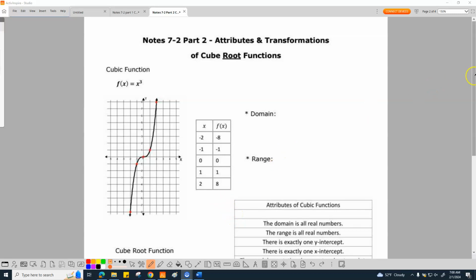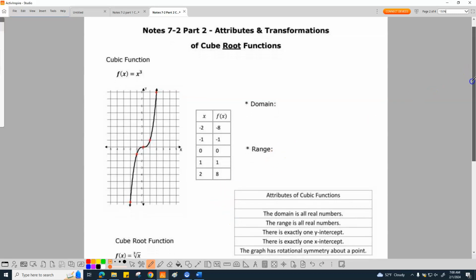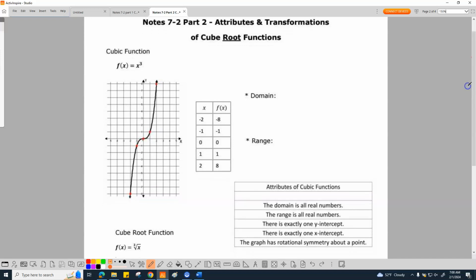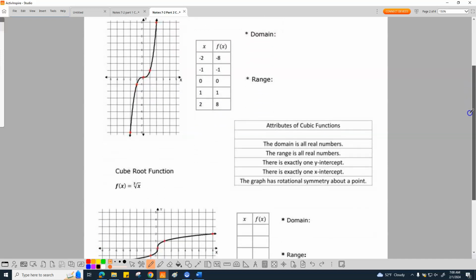All right, I'm going to continue the notes with part 2. We just did this in the last lecture. I'm not going to do all this for those, we already did it. But if you want to fill this in, remember domain is all reals and range is all reals. So you can fill that in. What I need to teach you now is cube root functions.